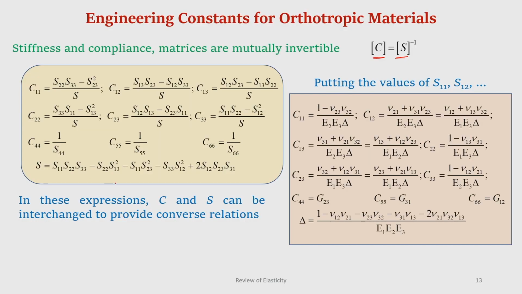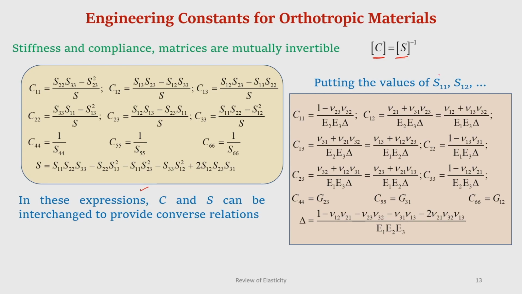Now, we have actually derived the elements of the compliance matrix in terms of engineering constants, but now that the stiffness and compliance matrix are mutually invertible, because inverse of S gives us actually C, therefore, we can write the elements of the stiffness matrix in terms of those of the compliance matrix or vice versa.